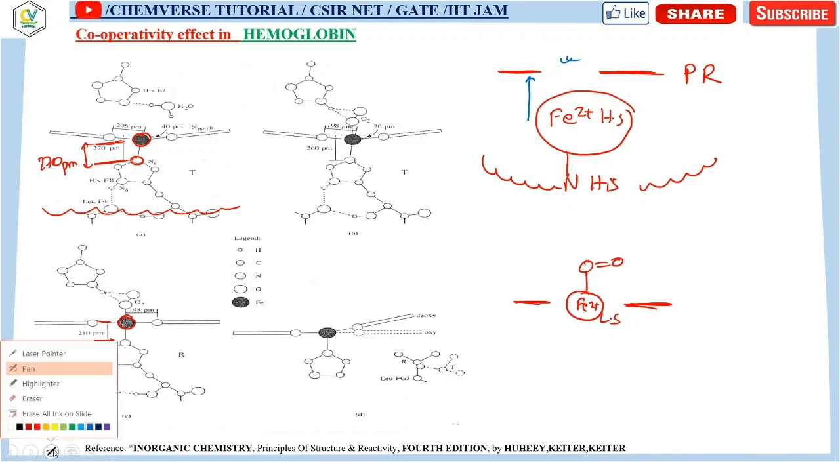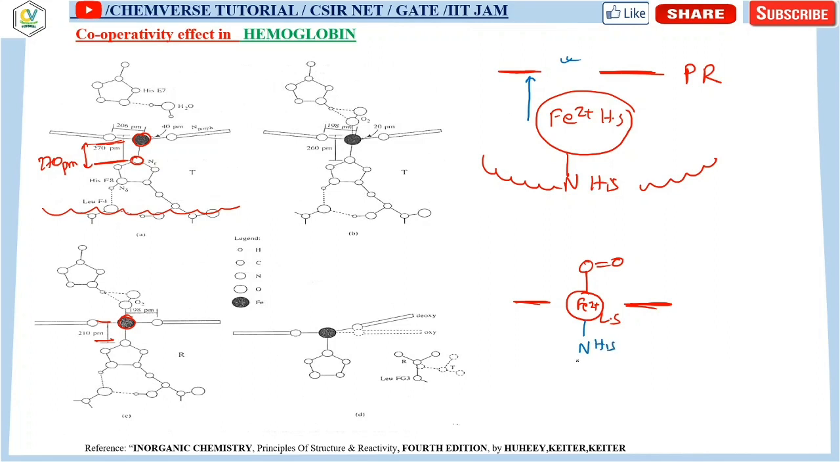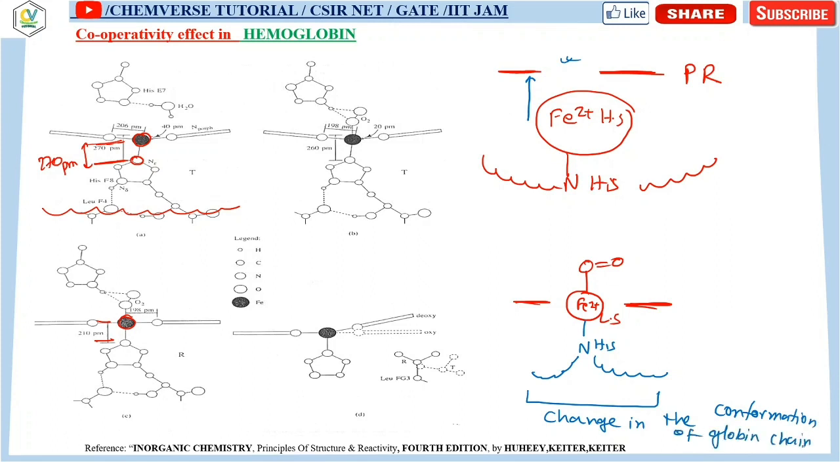So if you now consider the corresponding nitrogen of the histidine, it will be dragged upward, and there will be a change in the conformation of the globin chain. Okay. Upon binding with the oxygen, it now fits into the cavity of the porphyrin ring, and that is why it is now to some extent dragged upward.